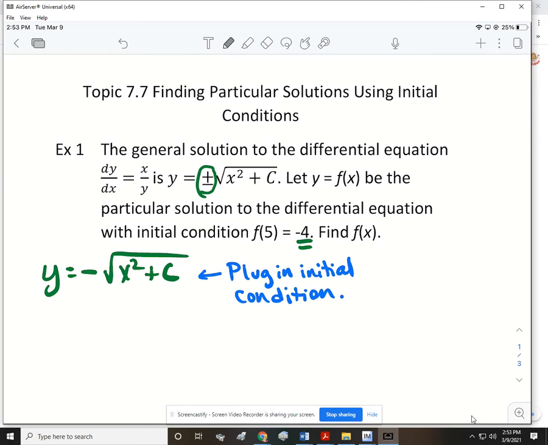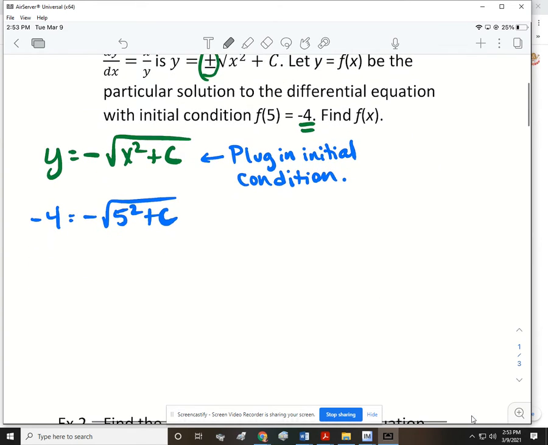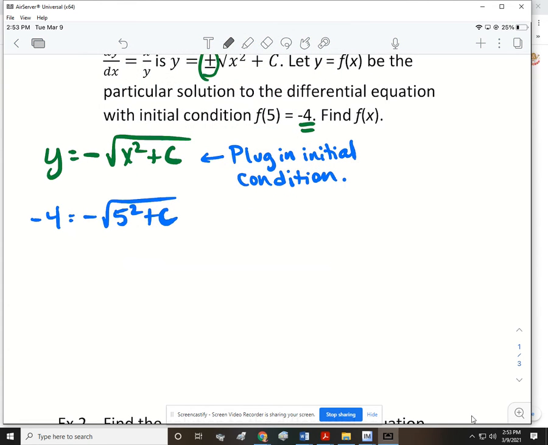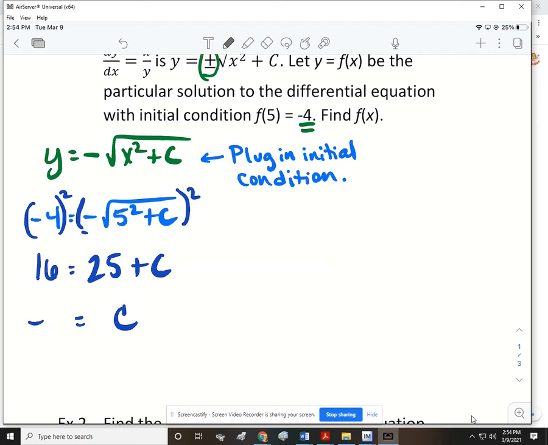So for y, I'm going to put in negative 4, and then for x, I'm going to put in 5. What we want to get from this is what c equals. So I would go ahead and square both sides. When I square negative, we get a positive, and then when I square root, it cancels out. So we're left with what's underneath, which is 25 plus c. That means that c must equal negative 9.